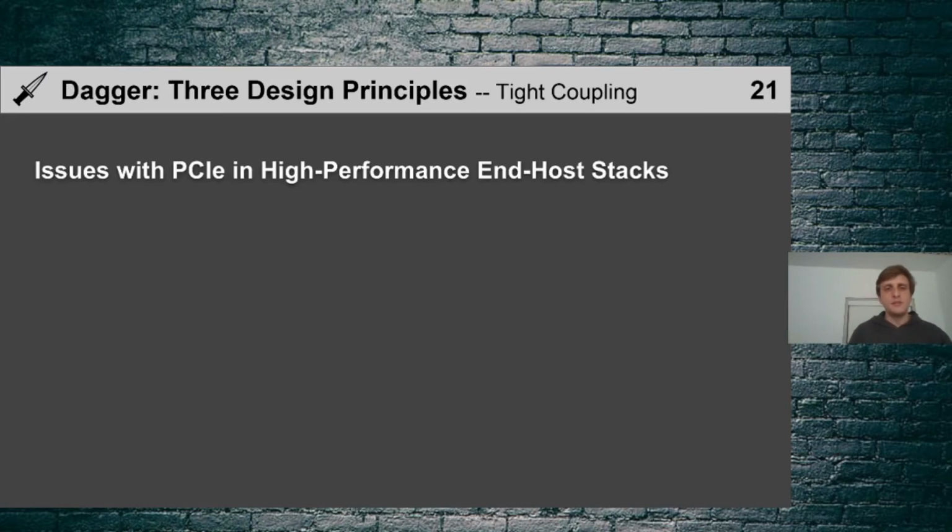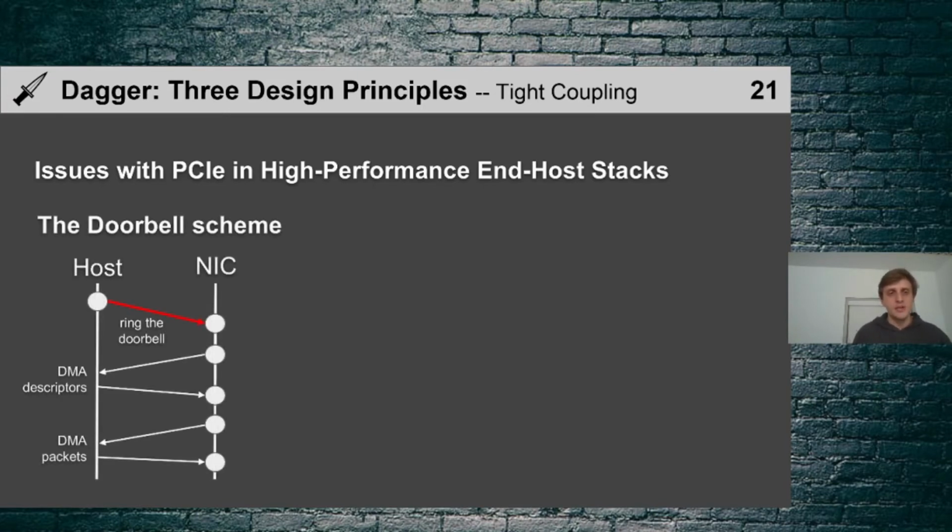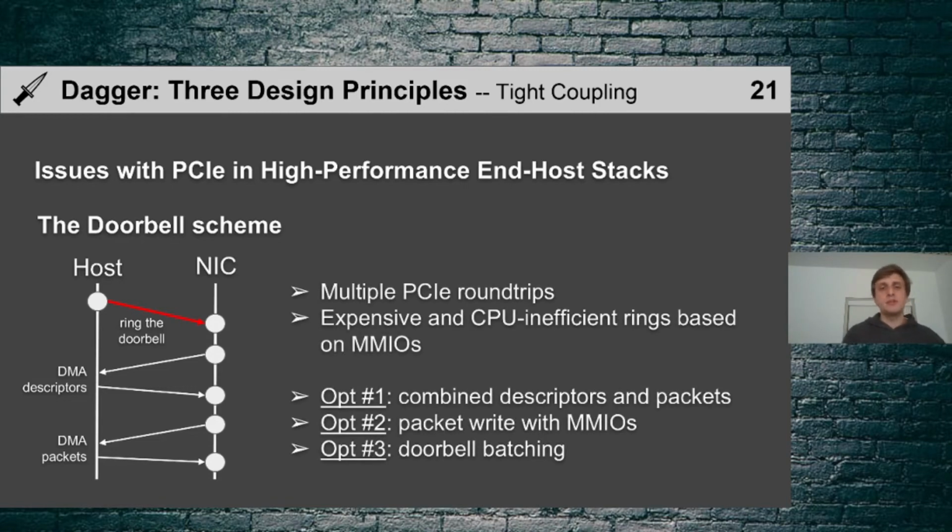So what's the problem with PCI Express and high performance hosts? The root cause of the performance issue here is the doorbell scheme. This is the way hosts exchange data with networking interfaces. When the processor wants to send a piece of data over the network, it first issues a ring the doorbell transaction, notifying the NIC about the new data available in its transmission buffers. And then the NIC runs multiple DMA transactions in order to read the data descriptors and the packets itself. So multiple PCI Express round trips are required to send data. And every transaction starts with expensive and CPU inefficient ring the doorbell messages based on memory mapped IOs.